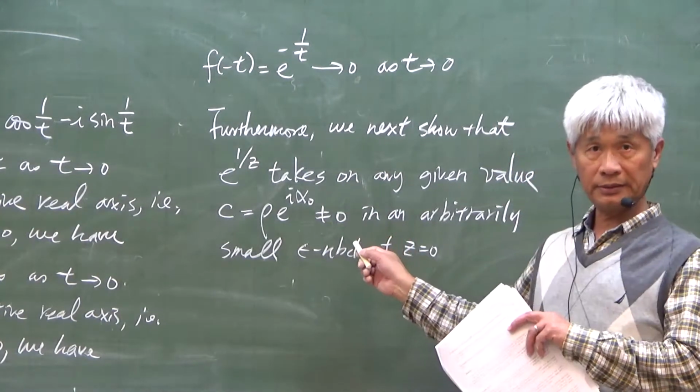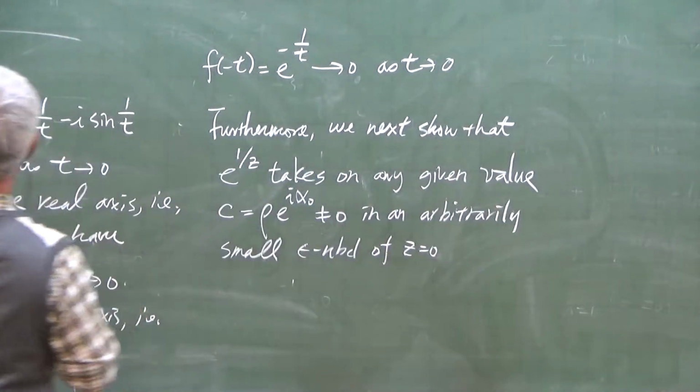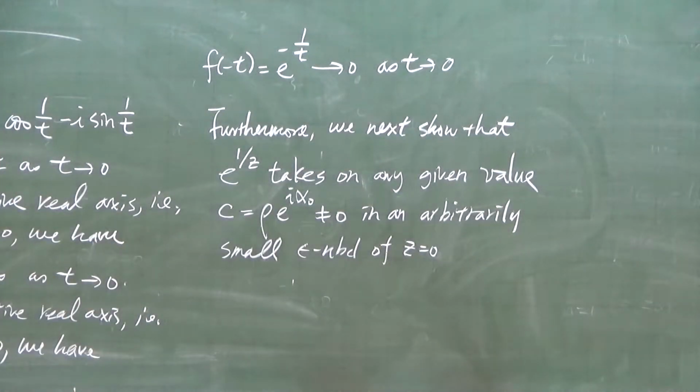How? We shall prove that. So if you want a value, say, a complex number, then you can find a point in this tiny circle, the function value. So we can always find some z0 in here whose value is equal to this one. You can assign any such value, other than 0.